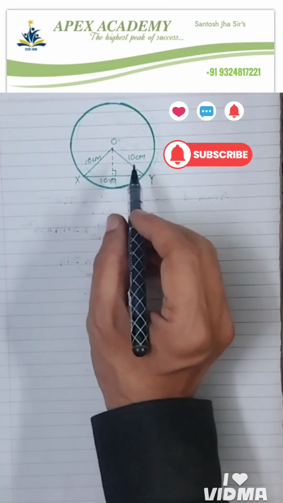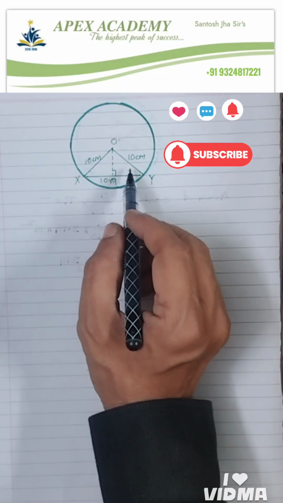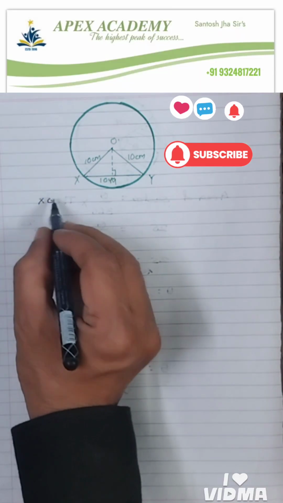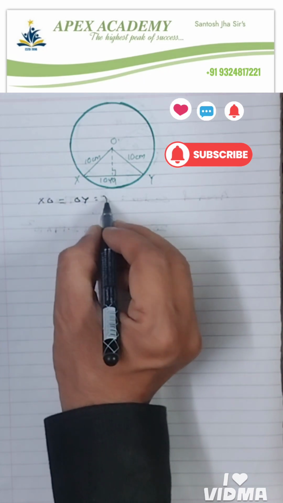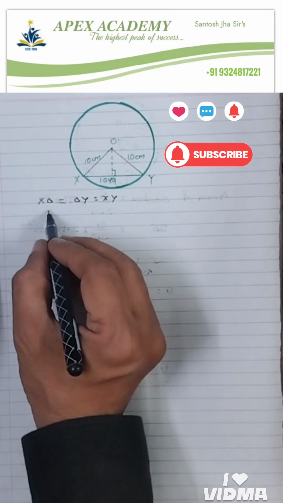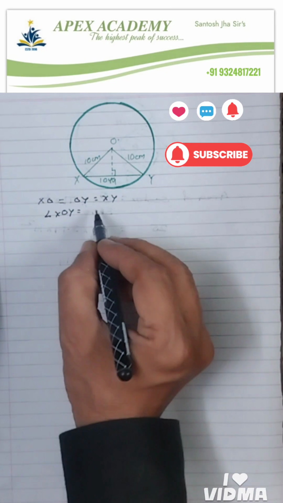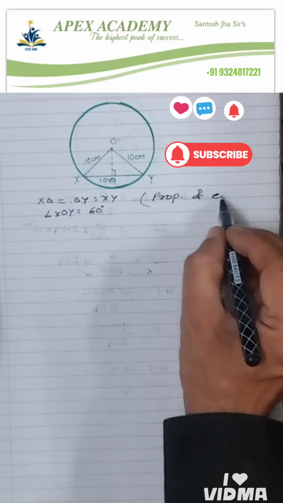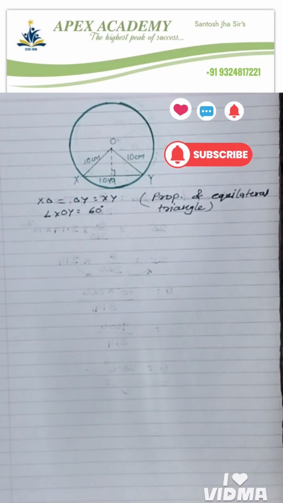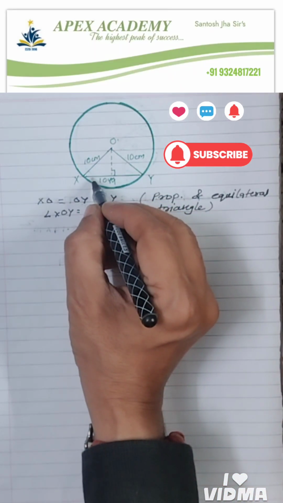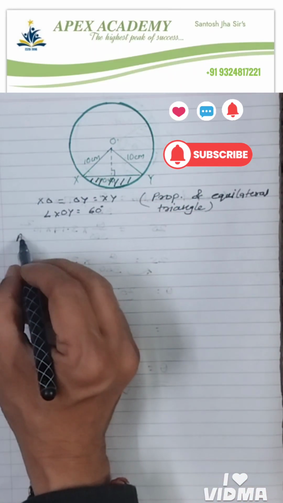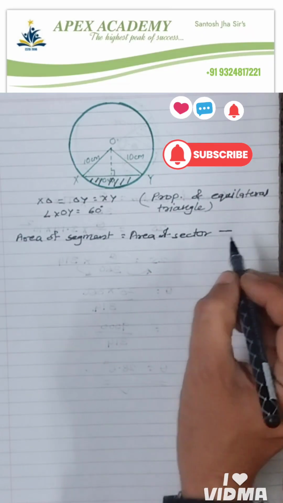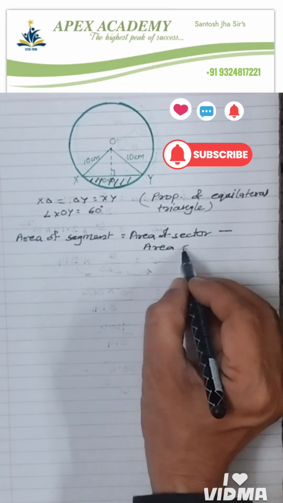Now see, in this sum, there is a circle with a radius 10 centimeter and an equilateral triangle enclosed in it. We'll get XO is equal to OY is equal to XY, and angle XOY is 60 degree, by the property of an equilateral triangle. Now in this we have to find the area of the segment. So for the area of segment, area of sector minus area of triangle.